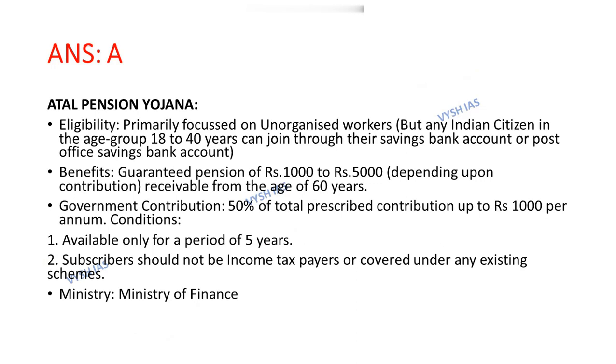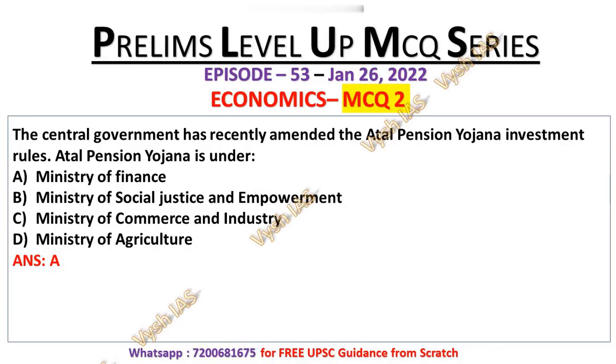And they are from the unorganized sector, and they should have their savings bank account or post office savings bank account. Benefits related to this Yojana are a guaranteed pension of 1000 to 5000 rupees depending upon the contribution, receivable from the age of 60 years. Here the government contribution is 50% of the total prescribed contribution up to rupees 1000 per annum, but the conditions are available only for a period of 5 years. The second condition is that the subscriber should not be an income taxpayer or covered under any existing scheme. It comes under Ministry of Finance. That's why the answer is A, that the Atal Pension Yojana is under Ministry of Finance.